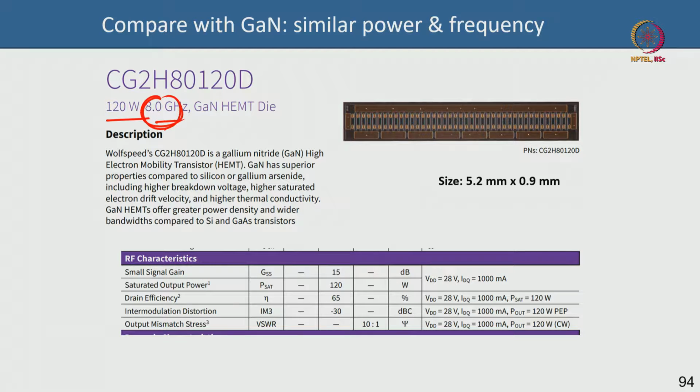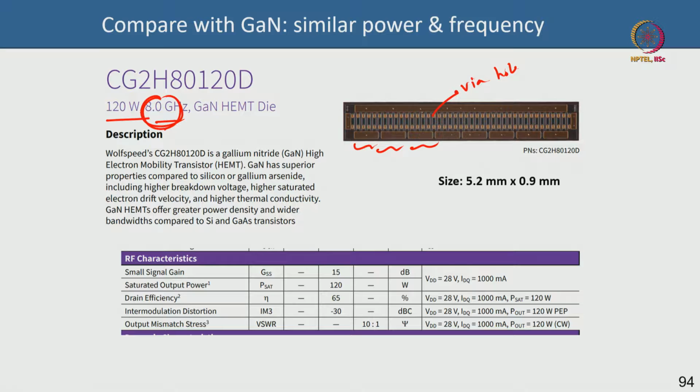It seems like it's not packaged. These are via holes, by the way. There is no gate tapping here. This is one cell, this is one cell, this is one cell, and they are all combined here. This is going to give much higher power and overall performance than a silicon LDMOS or a gallium arsenide device. So what are we looking at?